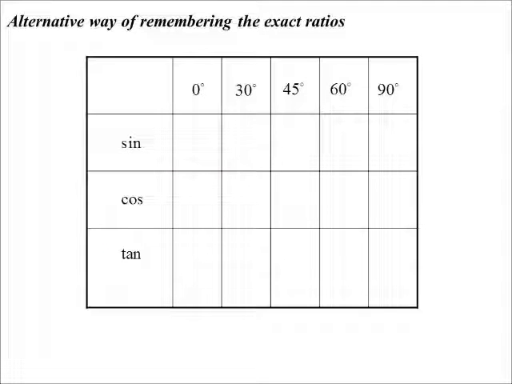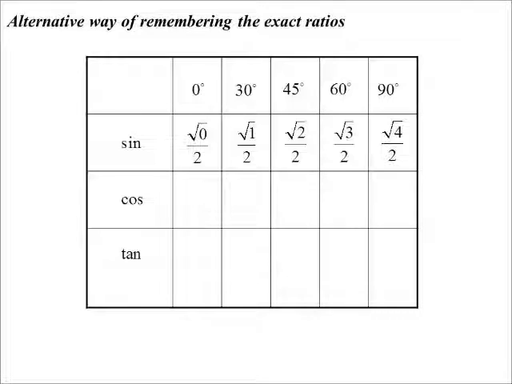Another way of remembering the exact ratios is this pattern. 0, 30, 45, 60, 90. Sine of those angles goes square root of 0 on 2, square root of 1 on 2, square root of 2 on 2, square root of 3 on 2, square root of 4 on 2. And they give you the exact ratios for sine. Don't know if you've ever seen that pattern before, but it's kind of neat.